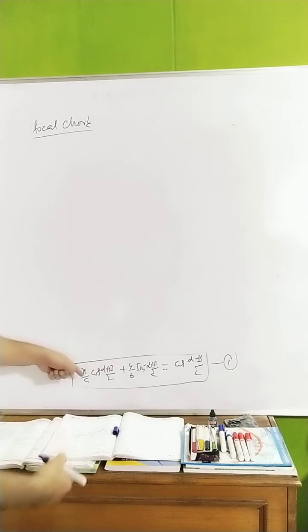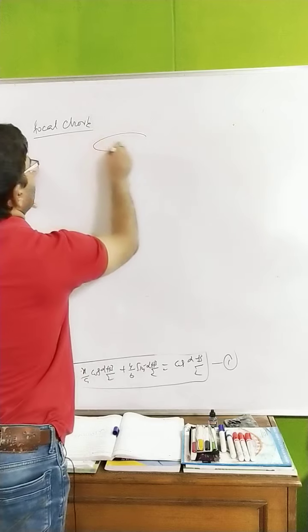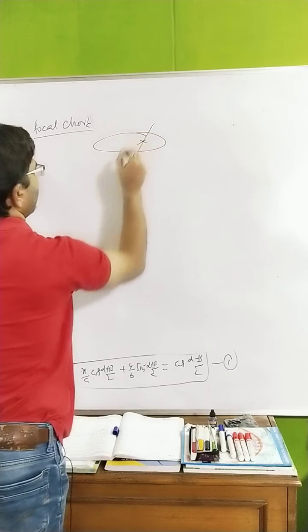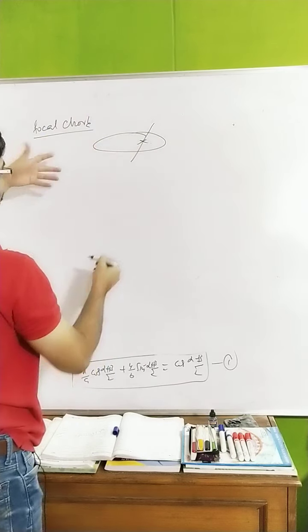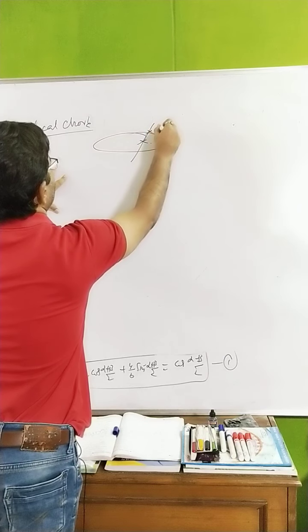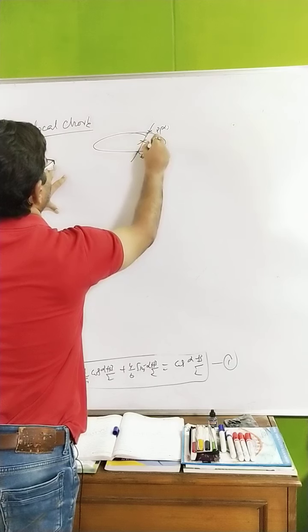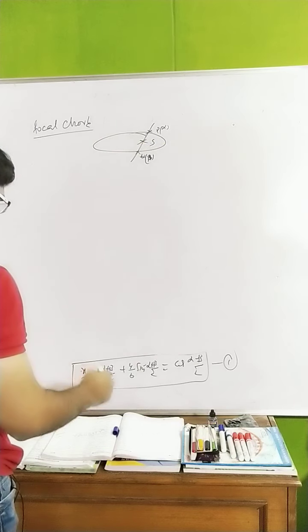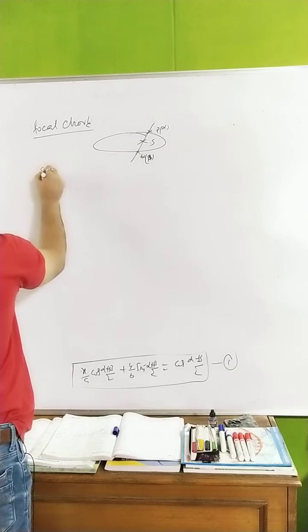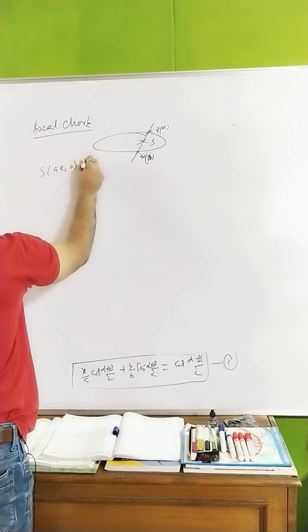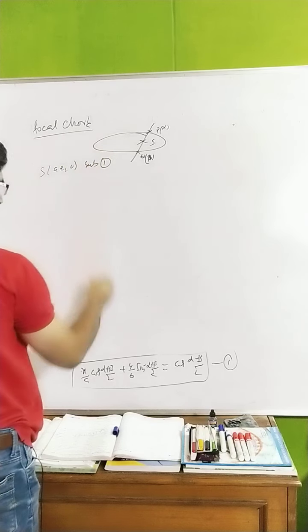If it is a focal chord, it passes through the focus. Say this is P alpha, this is Q beta, and this is S. If it is a focal chord, what happens? It passes through the focus (ae, 0), and we have to substitute that in equation 1.